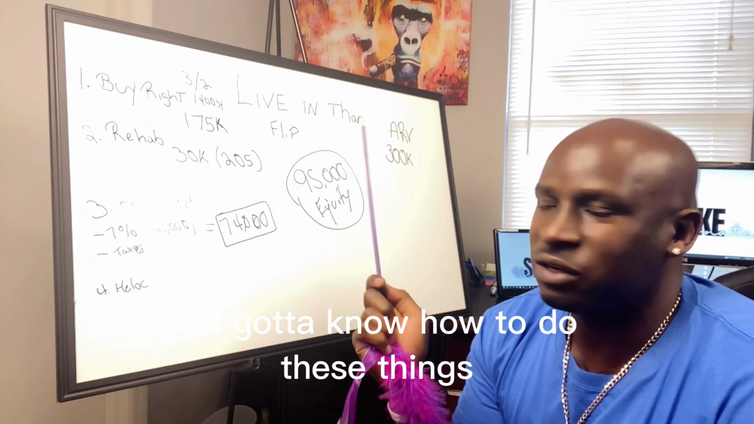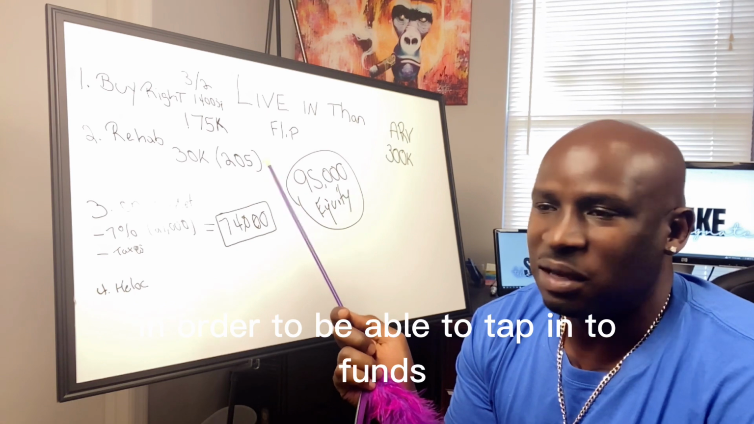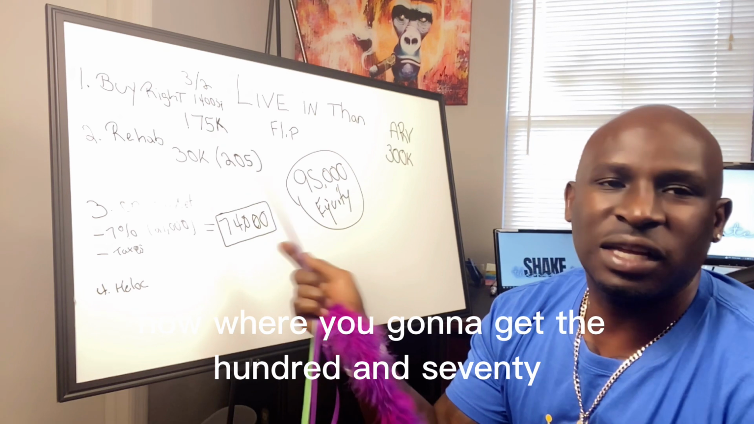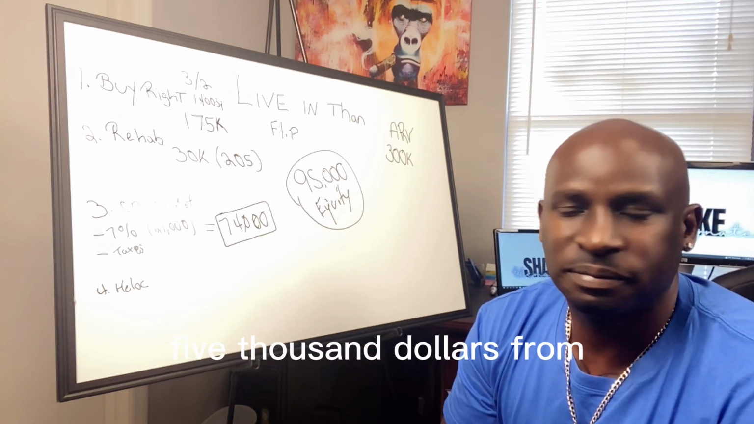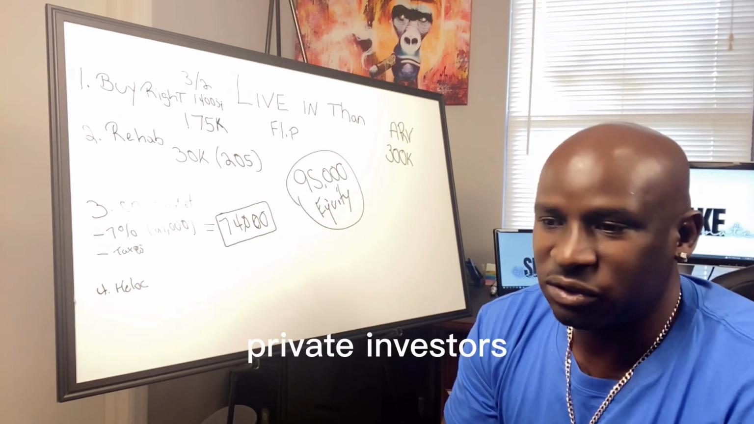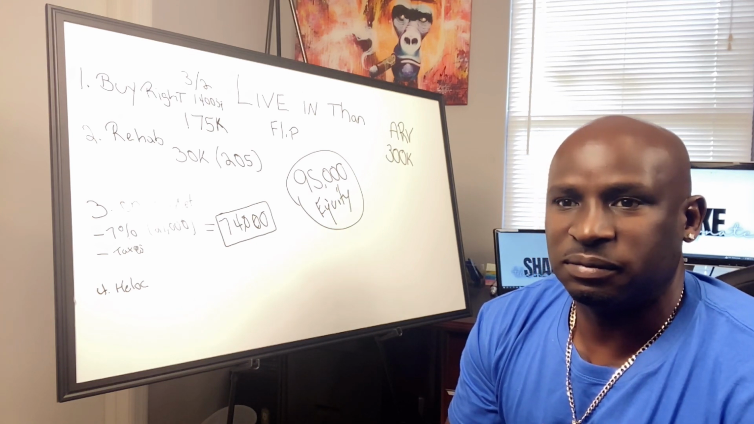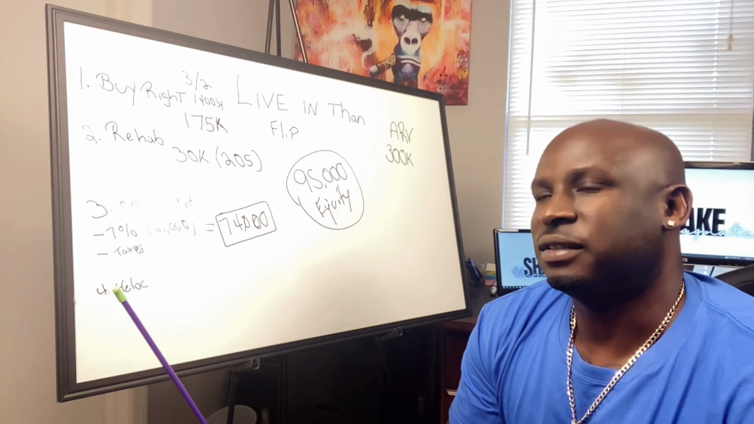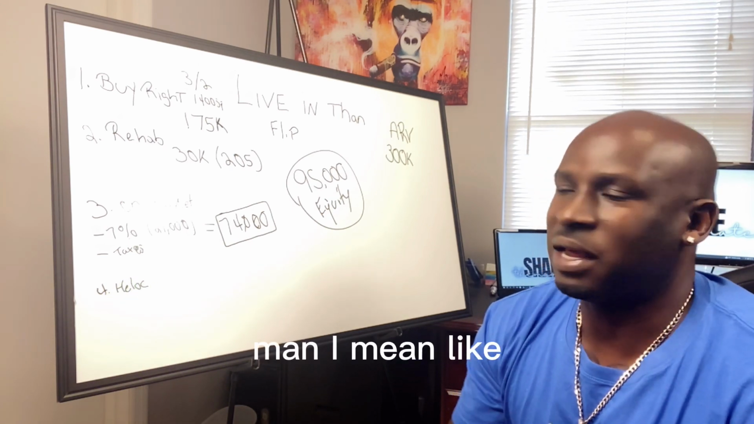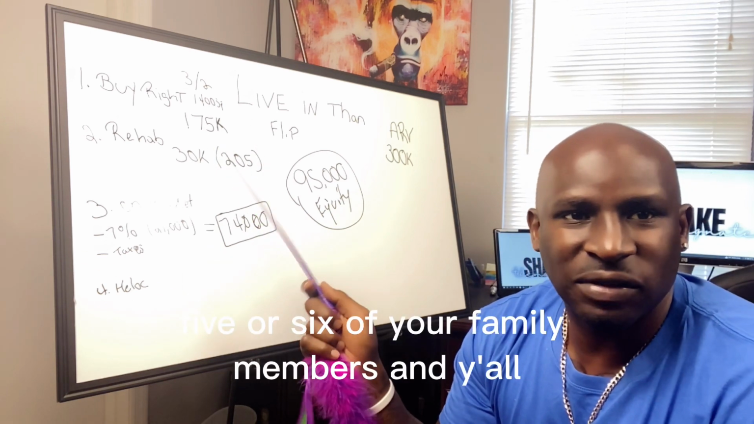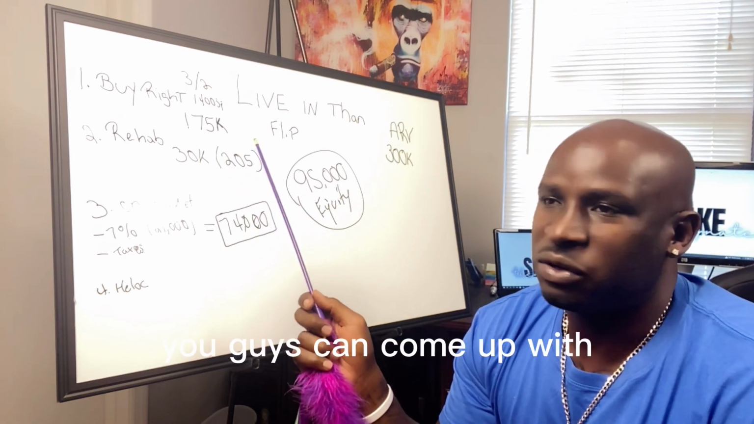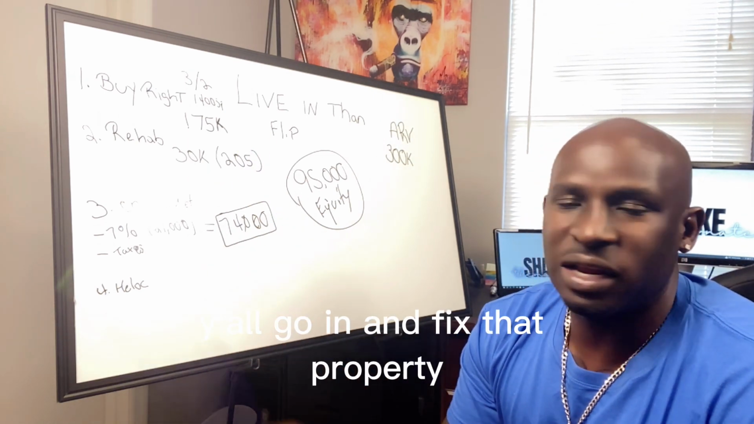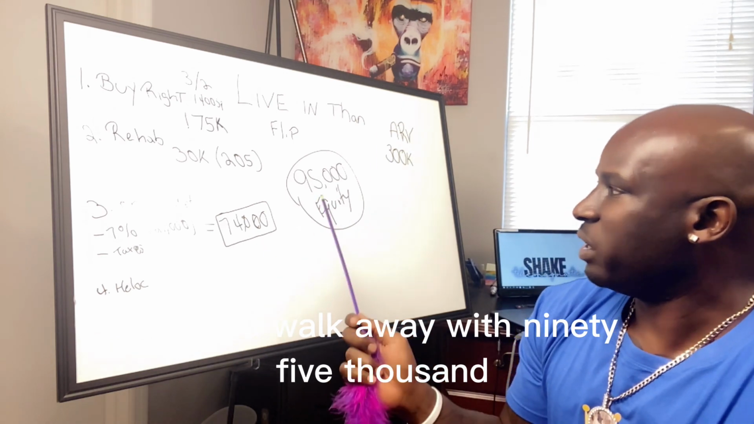You have to know how to do these things in order to tap into funds. Now, where are you going to get the $175,000 from? Private investors, hard money lenders, family members. Man, if you can get together with 5 or 6 of your family members, and you guys can come up with that $175,000, and y'all go in and fix that property, and you walk away with $95,000.